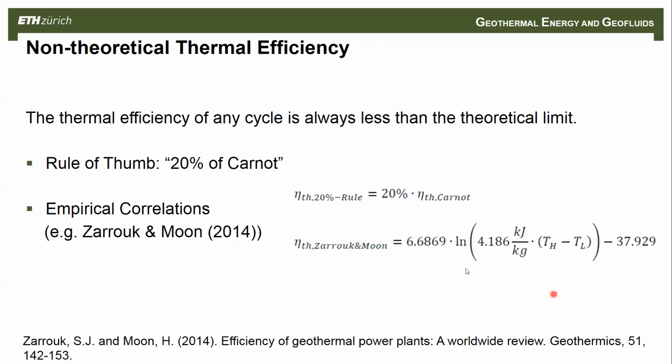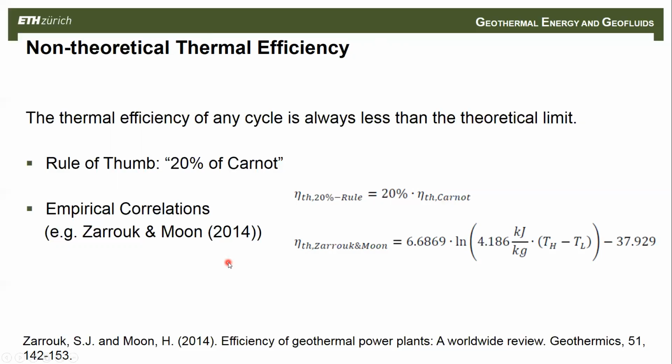Non-theoretical thermal efficiencies. You can take that Carnot value, which is the maximum, and a tendency that holds approximately is that you can get about 20% of that, that is the electricity you can actually convert from heat. So you can convert about 20% of Carnot. This is a simple way to acknowledge that the Carnot efficiency is theoretical and you'll never get that, but you might be able to get 20% of that.